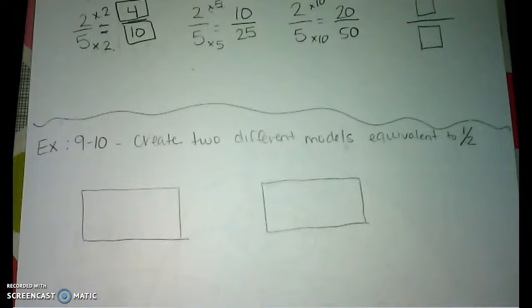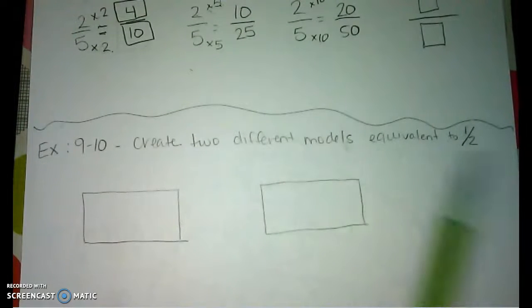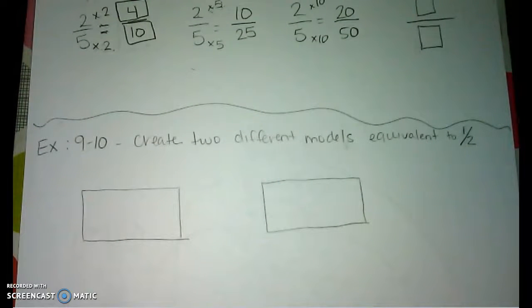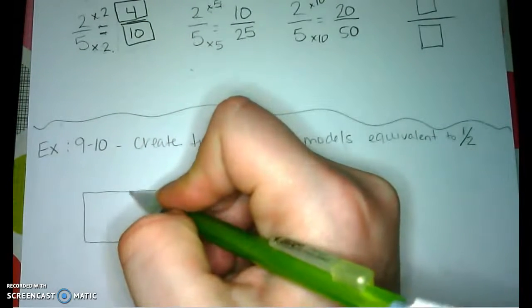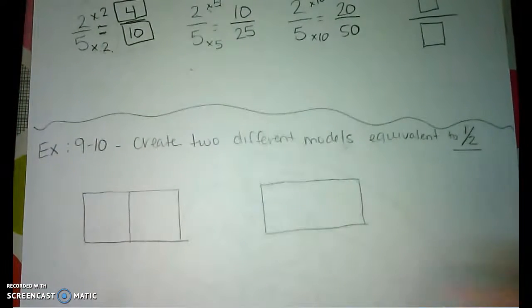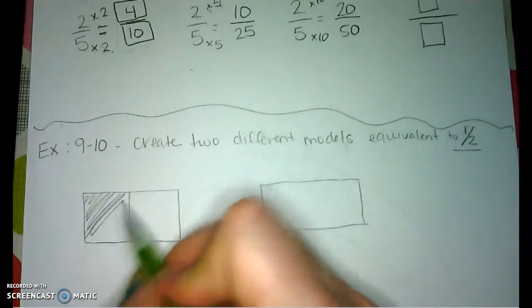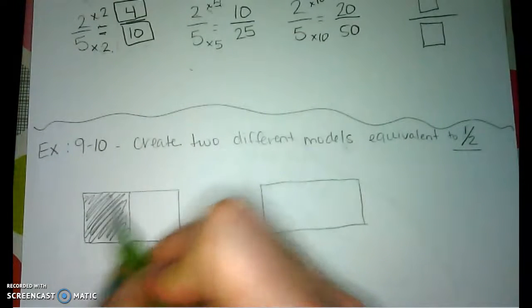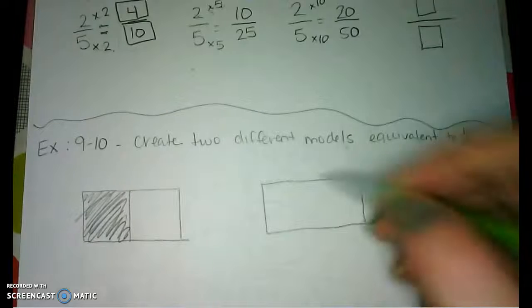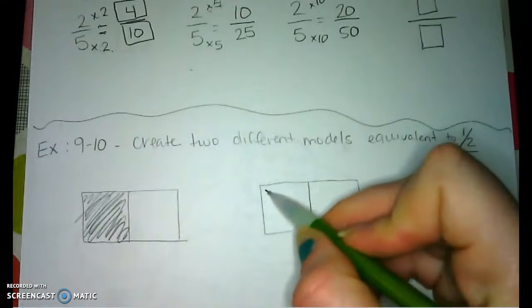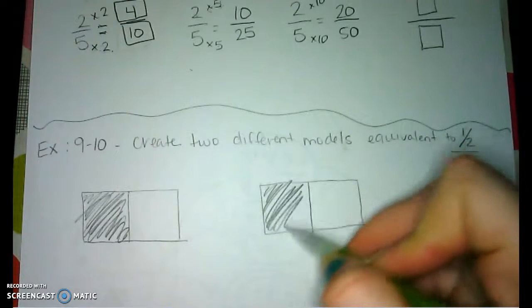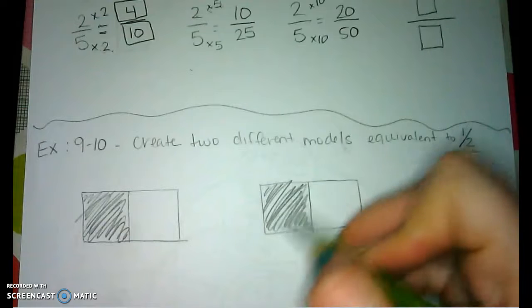All right, the last one, it says create 2 different models equivalent to, my example is 1/2. I believe yours is 1/4. So the first thing you want to do is draw the fraction it gives you. So y'all will be drawing 1/4, but in this example, I'm drawing 1/2. So I color in 1/2. I'm going to go ahead and do it on both of them just to make it simpler. I have 1/2 colored in on both of them.